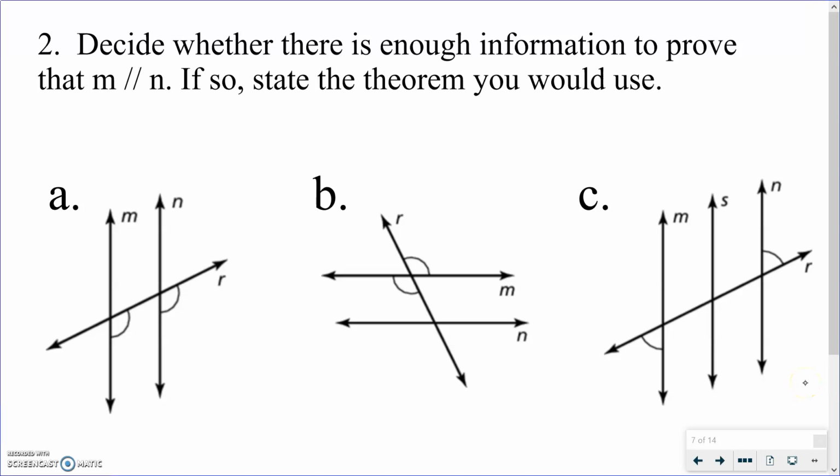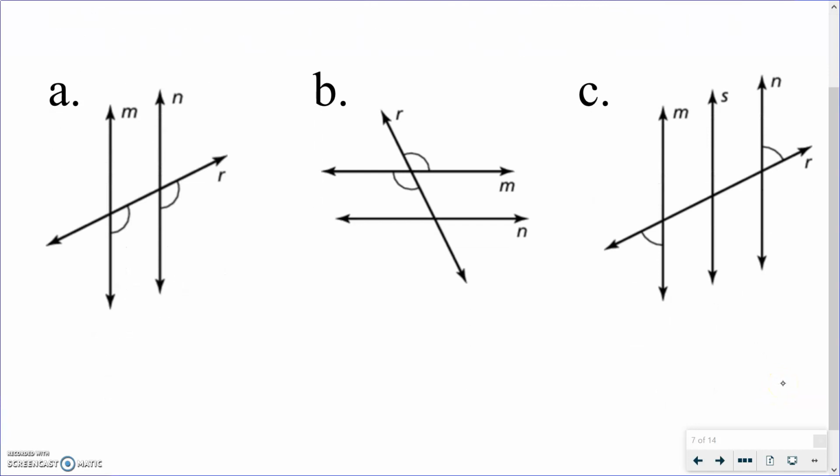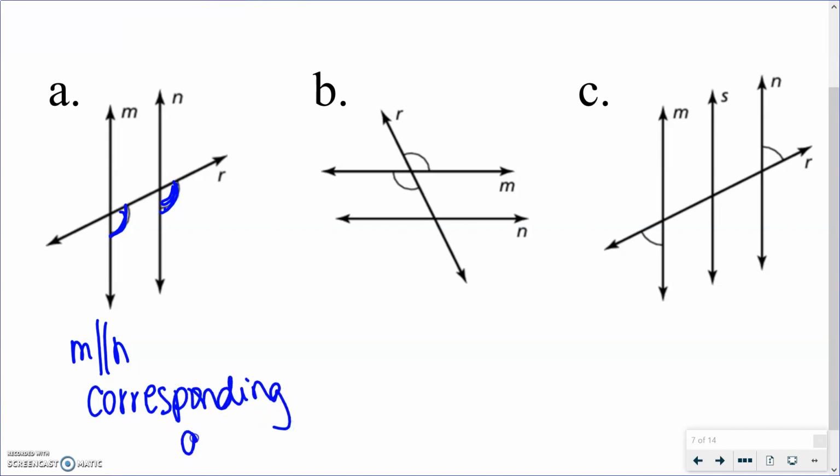So we're going to decide if we know these angles that are marked are the same, then is that enough information to say, oh yeah, these lines are parallel, m and n are parallel? And if so, what kind of angles are they? So what is the theorem that we would use? On this first diagram, we have these angles here, and they are in the same place in relation to the lines and the transversal. So m is parallel to n because they are corresponding angles. You can say corresponding angles converse, but I'm just going to say corresponding angles because that's the important part there, that word corresponding.